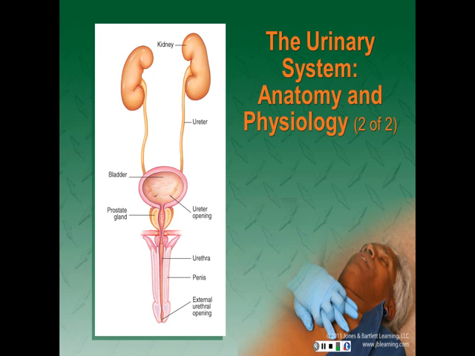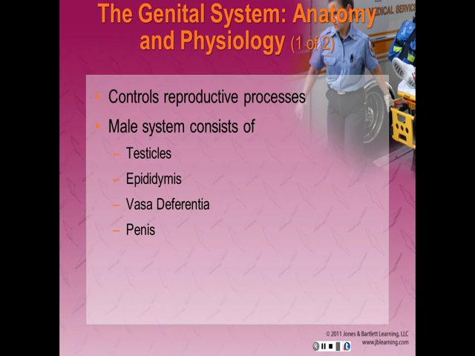Large vessels attach the kidneys directly to the aorta and the inferior vena cava. A ureter passes from each kidney to drain into the urinary bladder, and the urinary bladder is located immediately behind the pubic symphysis in the pelvic cavity. The bladder empties to the outside of the body through the urethra.